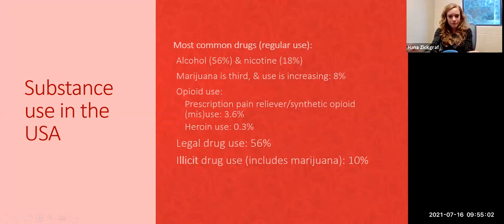So the picture of substance use in the United States today suggests that the most common drugs that people use regularly are the ones that are most legal and accessible, so alcohol and nicotine. Marijuana is the third most commonly used drug, and its use is increasing. So right now, about 8% of people regularly use marijuana.